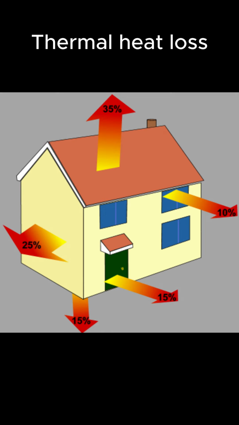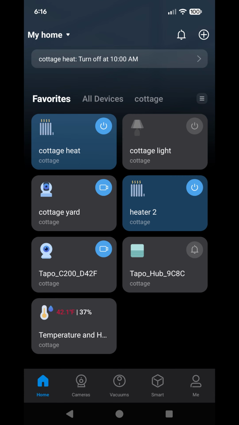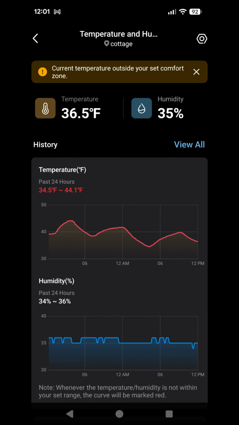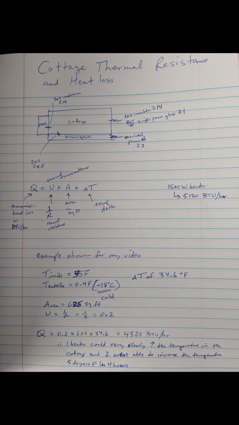Let's talk about thermal heat loss. Here's a screenshot of my Tapo app showing the two heaters and the temperature sensor. Here's a 24-hour mapping of the temperature in the cottage. Alrighty then, let's get to the nuts and bolts of cottage thermal resistance and heat loss.